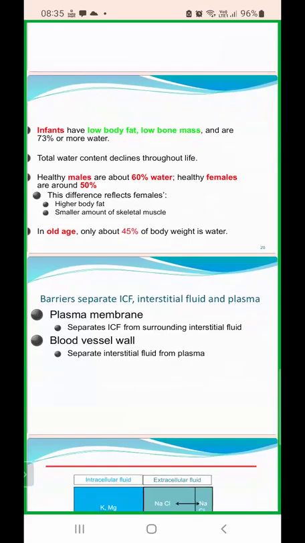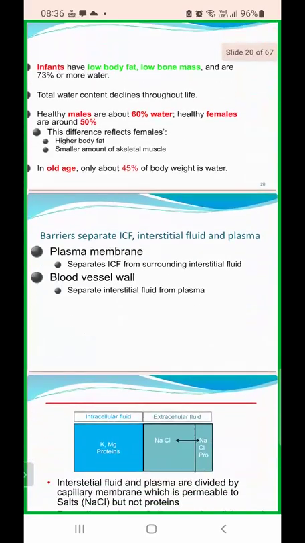Healthy males are about 60% water, healthy females are around 50%. This difference is reflected in females because of higher body fat content and a smaller amount of skeletal muscle. In old age, only about 45% of the total body weight is water, as I said.